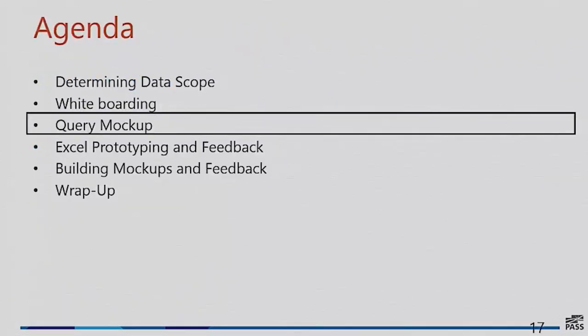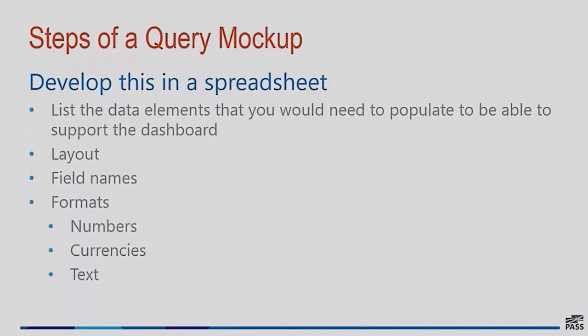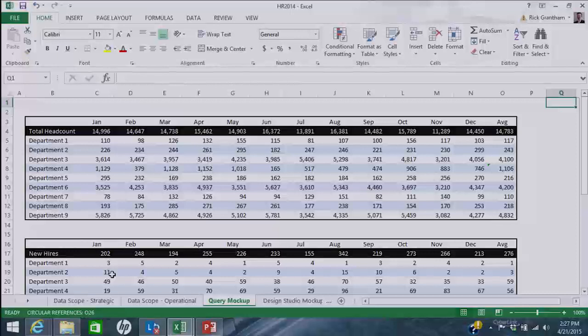So let's get into query mockup. Now that you've done the whiteboarding session and you have an idea of what needs to go where, you've done your data scoping, how do you go about creating something that you can start to hand off to your data team? I usually do a query mockup in a spreadsheet. This is just an idea of if I was going to get a pivot table of data, here's what I would love for it to look like, if nothing else. But usually there would be a list of different elements that you would need: your field names, your formats, numbers, currencies, etc. And a sample of that. And it's as simple as this.